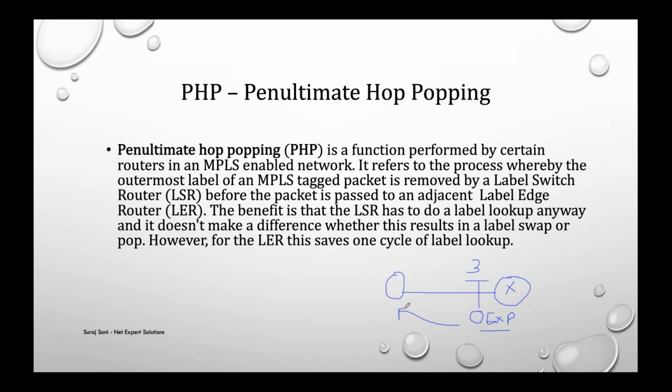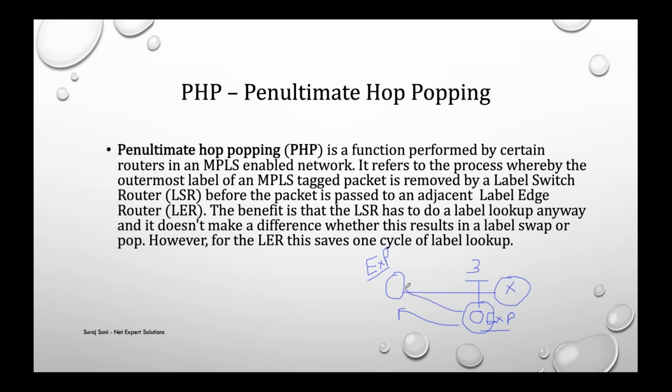So instead of removing the entire label tag, if you remember, last time I explained the process of the header of the label. In that header of the label, we have one field called exp, which is known as the experimental bit. If I want to use that experimental bit, and there may be many reasons, I'll explain, I will send 0 instead of 3.